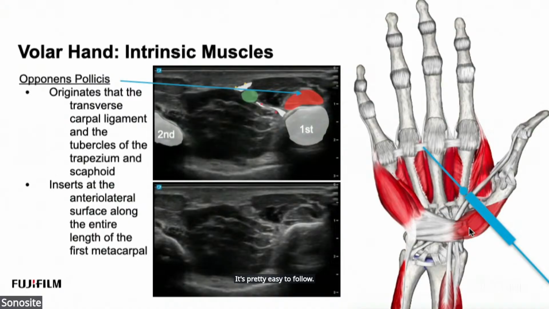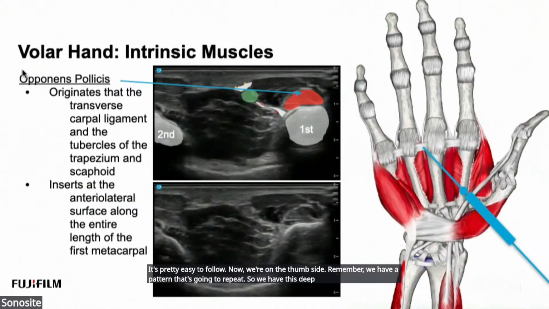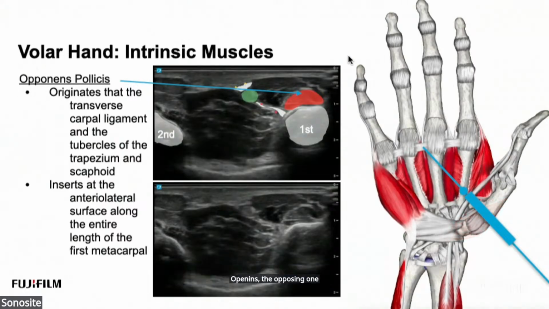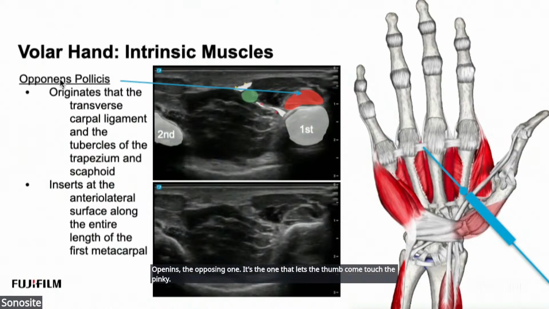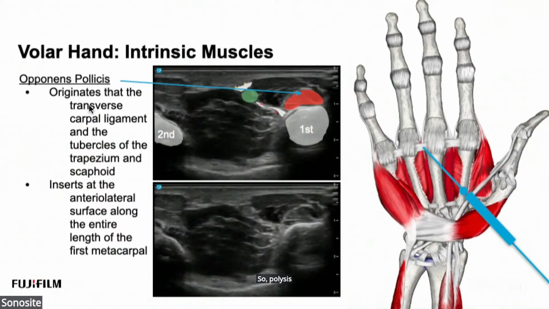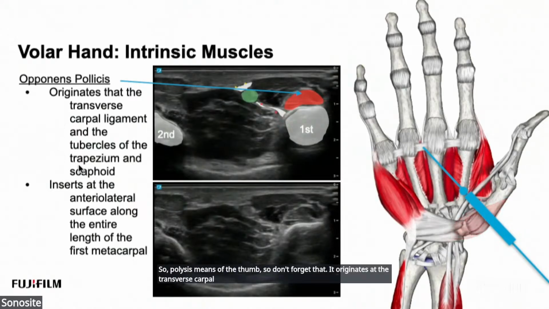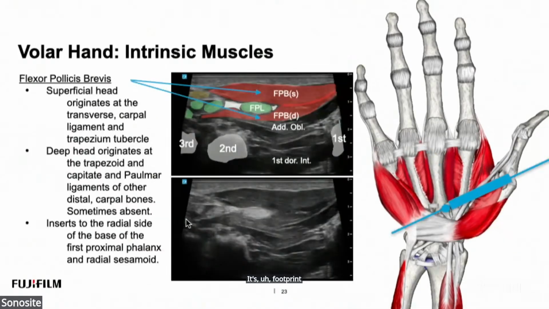Now we're on the thumb side. Remember, we have a pattern, it's going to repeat. So we have this deep guy here. It's the opponens, the opposing one. It's the one that lets the thumb come touch the pinky. So pollicis means of the thumb, so don't forget that. It originates at the transverse carpal ligament and the tubercles of the trapezium and the scaphoid. So way down in here. We don't see those deeper fibers going to the trapezium and the scaphoid, but you see how wide its footprint is when it originates here.